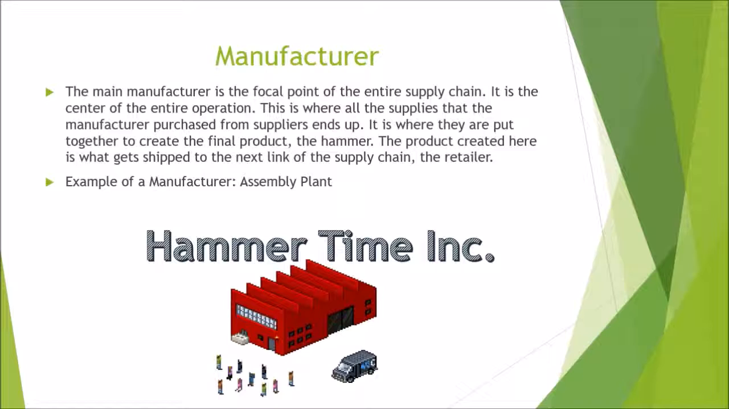Manufacturer. The manufacturer is the focal point of the entire supply chain. It is the center of the entire operation. This is where all the supplies that the manufacturer purchased from the supplier end up. It is where they are put together to create the final product, the hammer. The product created here is what gets shipped to the next link of the supply chain, the retailer. One example of a manufacturer is an assembly plant, also known as a factory.